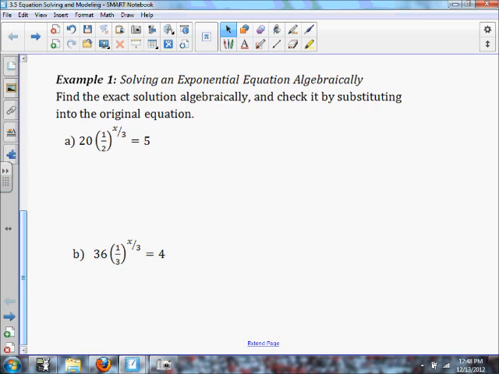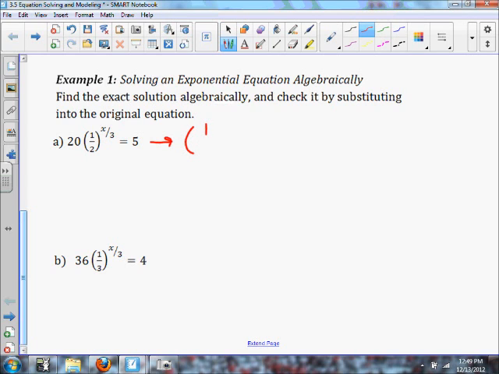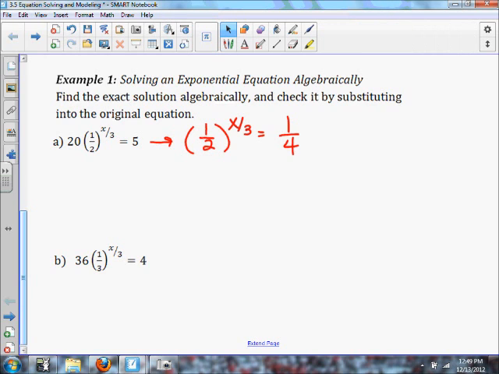In order to do example 1a, it's actually super simple. We need to get (1/2)^(x/3) by itself. So how are we going to do that? We're going to divide by 20. Five divided by 20 is 1/4. Now, can I rewrite 1/4 as something with 1/2 to a power? Yes, 1/2 to the second power.